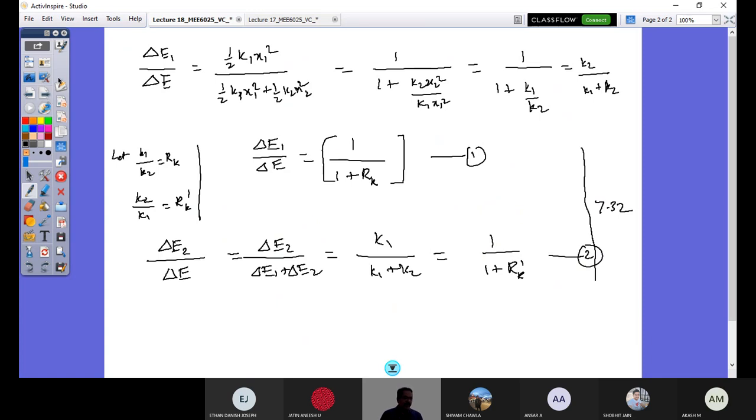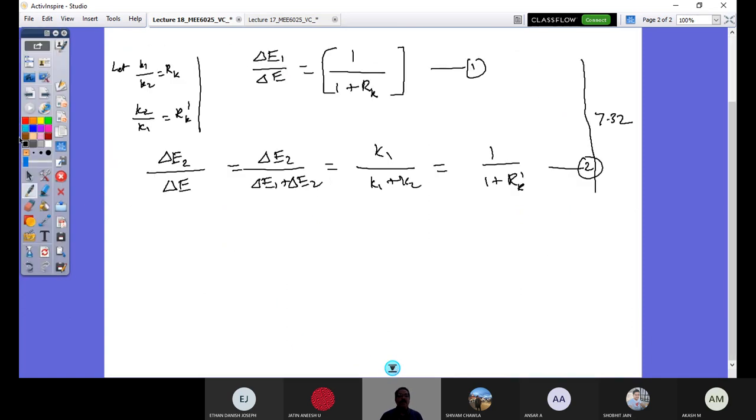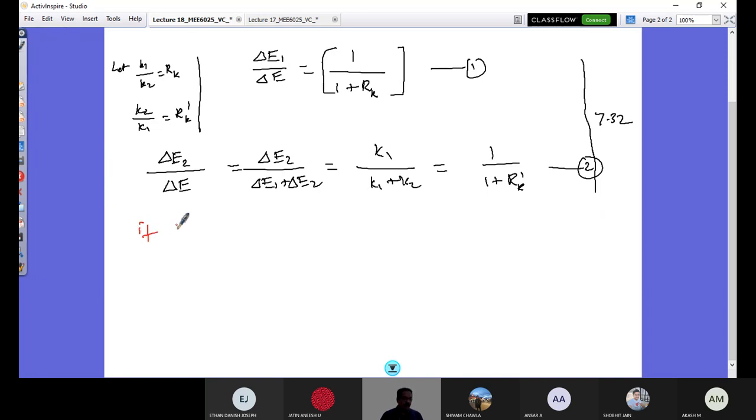Now further with this, it's very interesting to look at if RK tends to zero. What do you mean by RK tends to zero? K2 is much, much greater than K1. Then what will happen? What is RK? RK is K1 by K2. If K2 is much greater than K1, that's equivalent to zero. So if RK is equal to zero, what will you have?